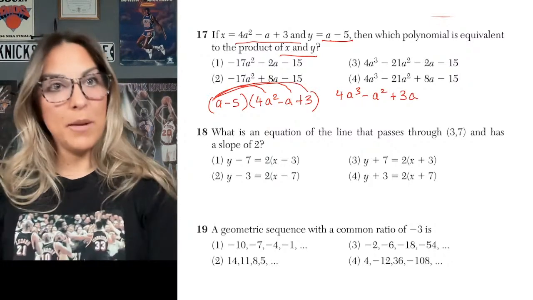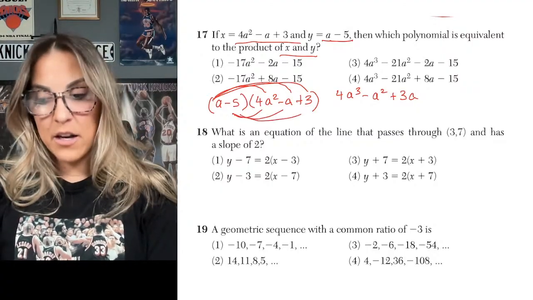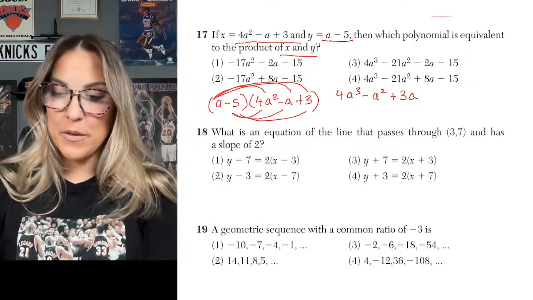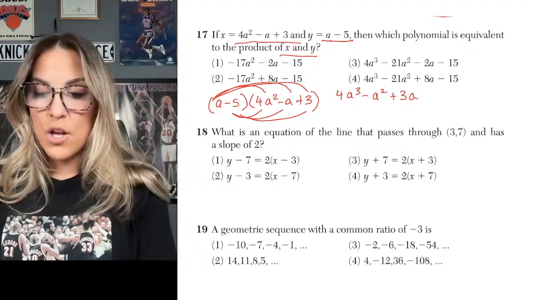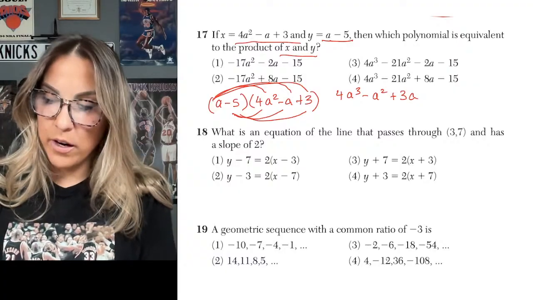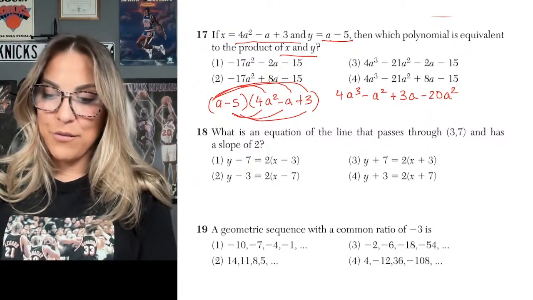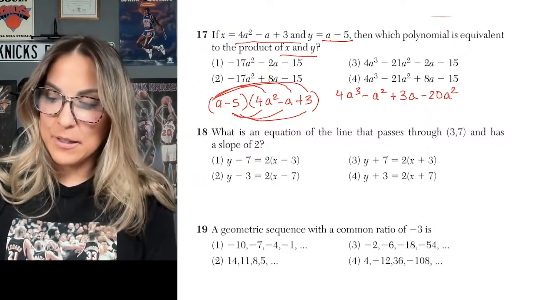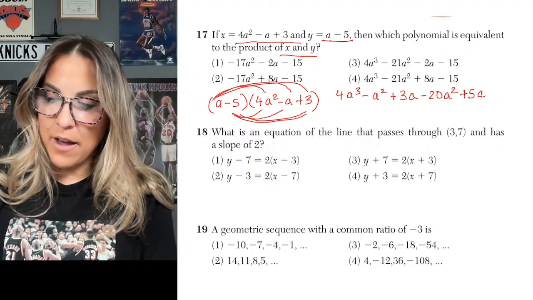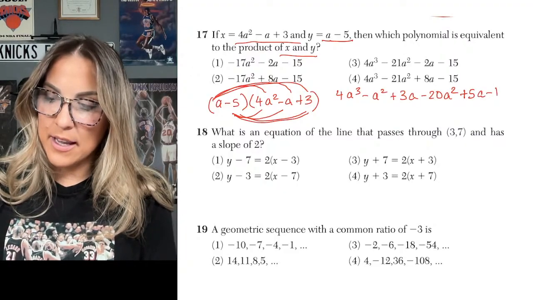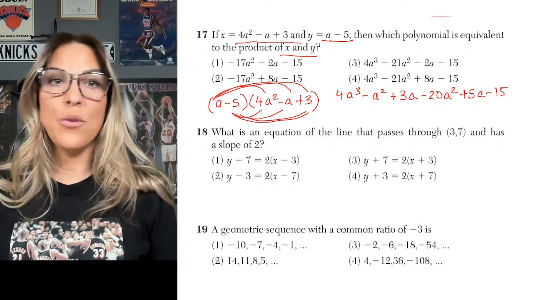I'm done distributing the a. Now I have to distribute this negative 5, again, to all three terms in the other parentheses. And I'm just going to keep writing the terms right next to the other ones I've already done. So negative 5 times 4a squared is negative 20a squared. Negative 5 times negative a is positive 5a. And negative 5 times positive 3 is negative 15. You're done distributing.